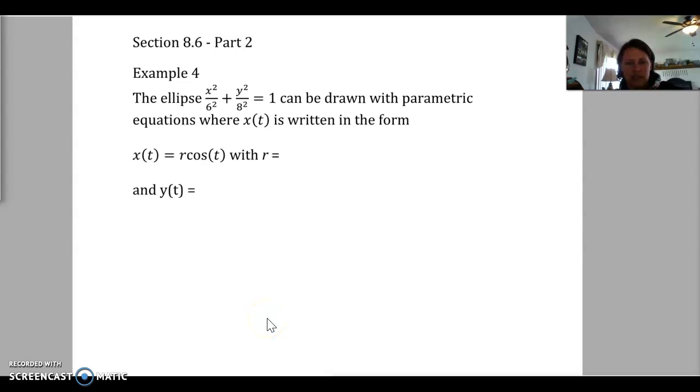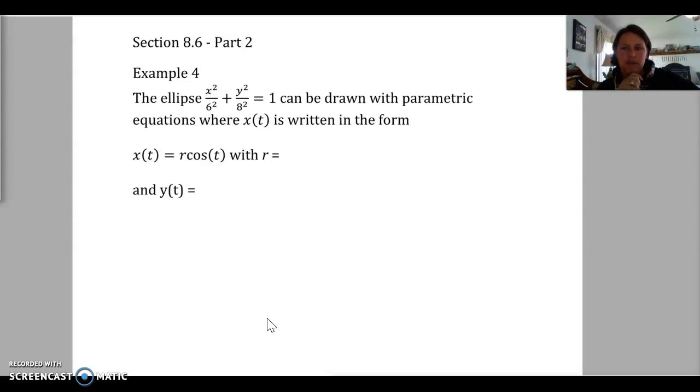Okay, we're moving on to section 8.6 part 2, and you can see here I'm going to start with example number 4, and these correlate to your homework questions. So the first and second homework questions that you have for 8.6 part 2 are review. So those are 8.6 part 1, and you can use any of the videos or worked examples that you need from part 1 for numbers 1 and 2.